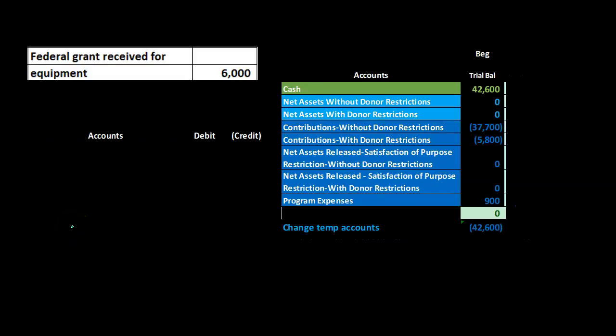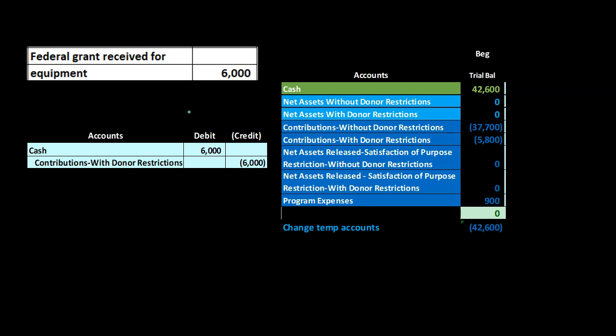Next, we have federal grant received for equipment. So we have a federal grant that was received for the purchase of equipment. The transaction related to that is going to be a debit to cash. The federal government, in other words, gave the not-for-profit organization money to be used for a specific purpose. That's typically how grants will be. Whenever you see something like a grant, typically they're going to say, here's the grant, but we want you to spend it somewhere, which means there is a restriction on the money we receive. So cash is going to go up.